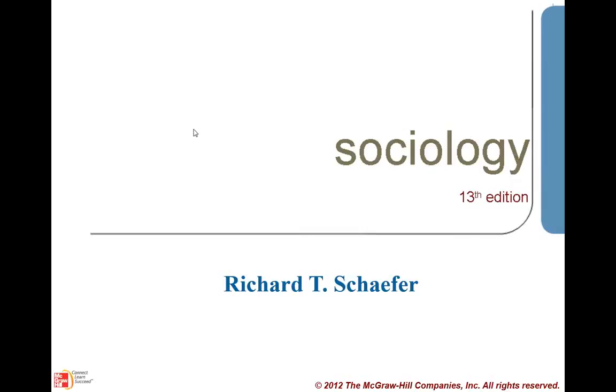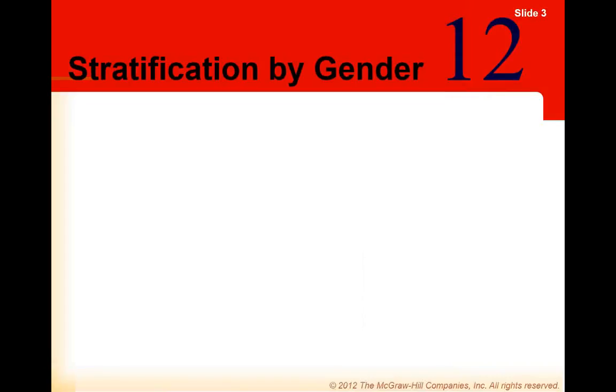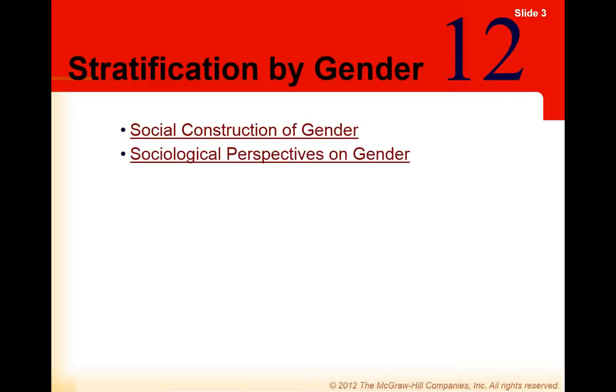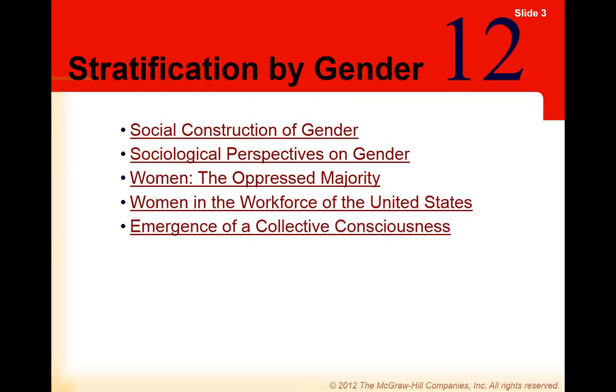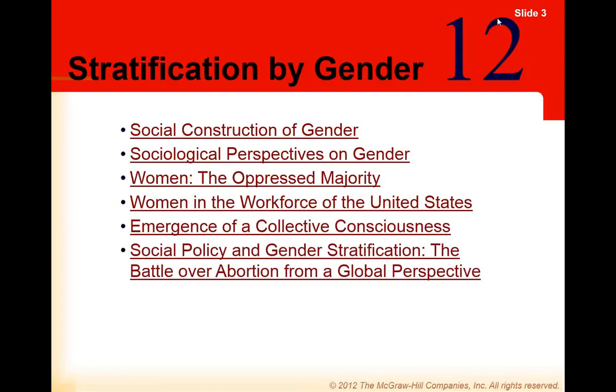Okay, so as I said, today we're looking at Chapter 12 and Chapter 13. Chapter 12, of course, is stratification by gender. Some of the issues we'll be looking at: the social construction of gender, sociological perspectives on gender. We'll talk about why women are often referred to as the oppressed majority. We'll take a look at women in the economy, in the workforce here in the United States of America. We'll talk about the emergence of a collective consciousness, looking at solidarity amongst women. Social policy, we'll be examining the battle over abortion from a global perspective.